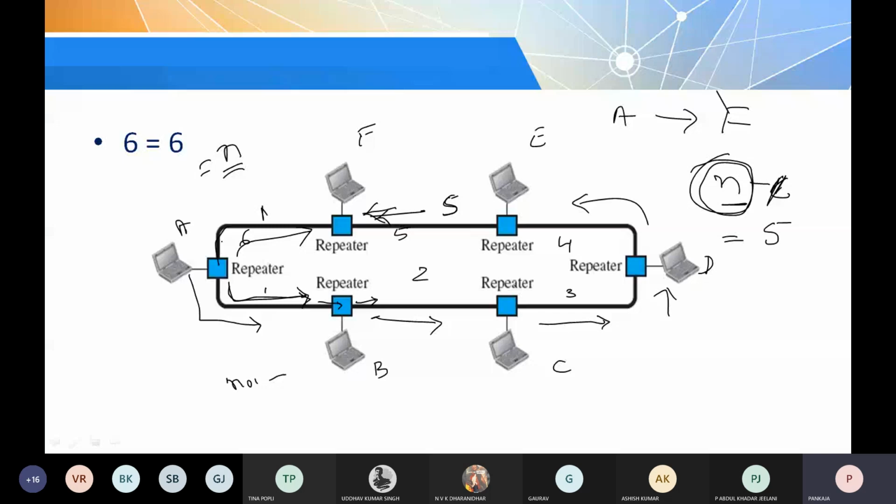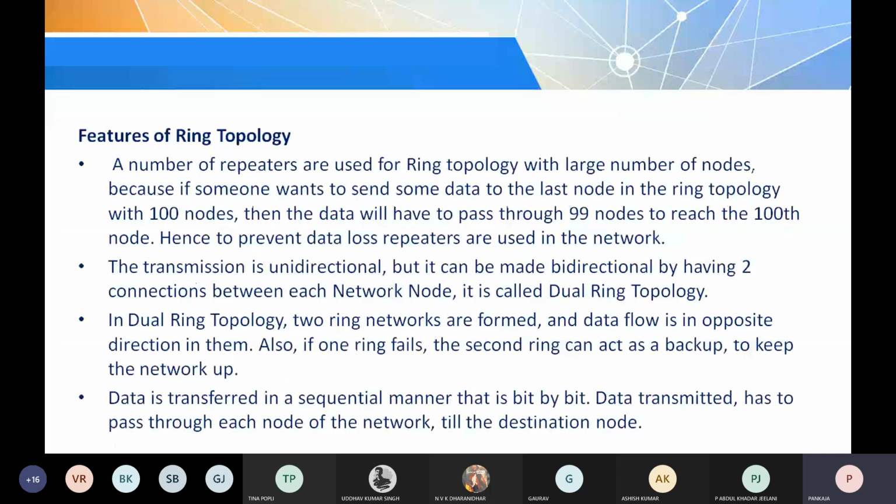And one more important point here: how exactly will the devices come to know that the data sent is for B, C or D or for F? For that it is going to pass a token. So it will pass a token, and with the help of the token, it is going to reach the destination.